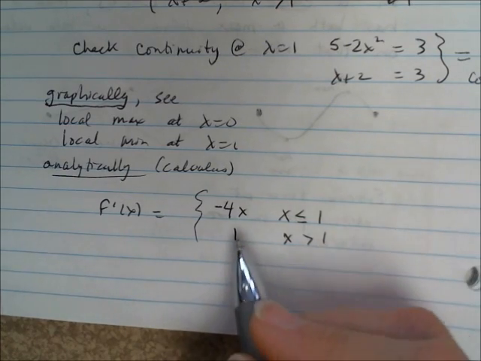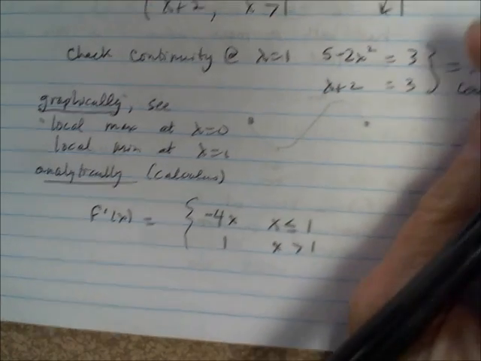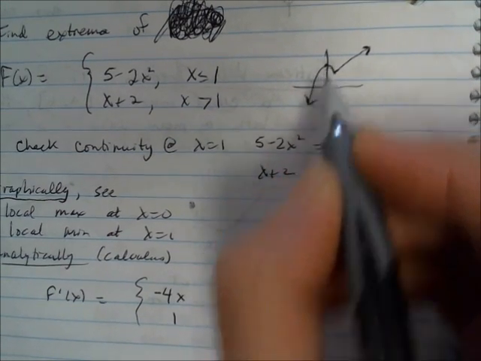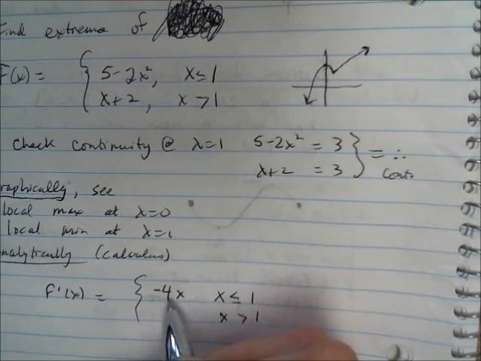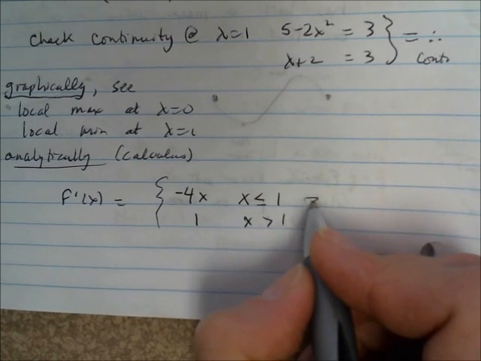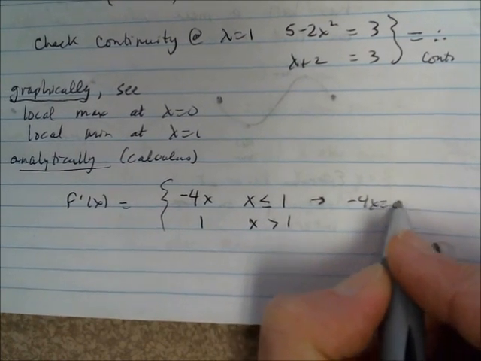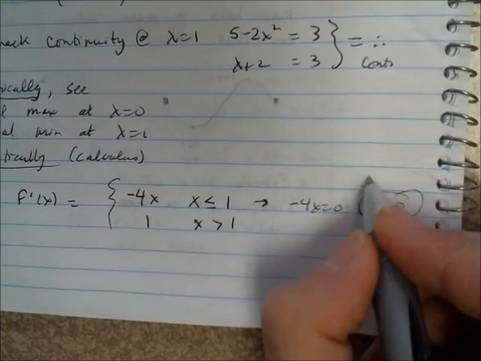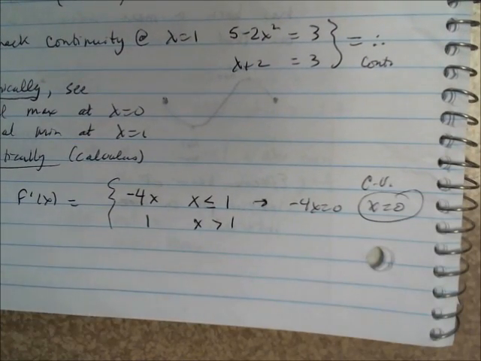So if you set the derivative equal to 0, this is the part of the graph where the derivative is equal to negative 4x. So if you set negative 4x equals 0, you get x is equal to 0. So there's your critical value. I'll label it as a CV, critical value.